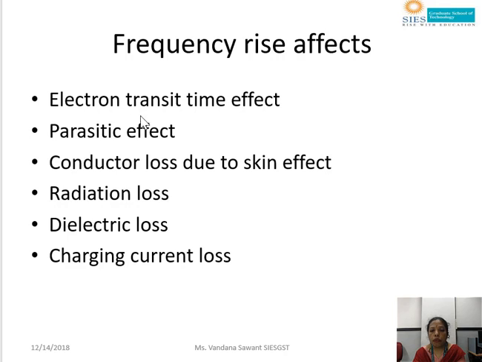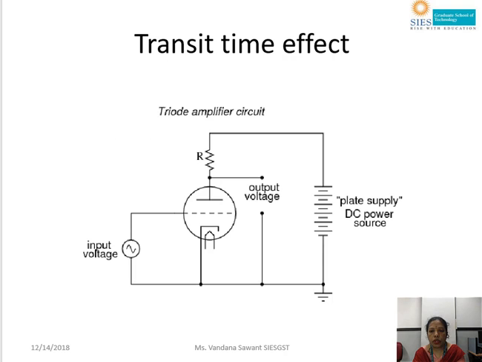So we will see these two in detail, as these two are the main culprits limiting the use of these conventional tubes at higher frequencies. First we will see the electron transit time effect. But before going to the transit time effect, first we will see what the transit time is.